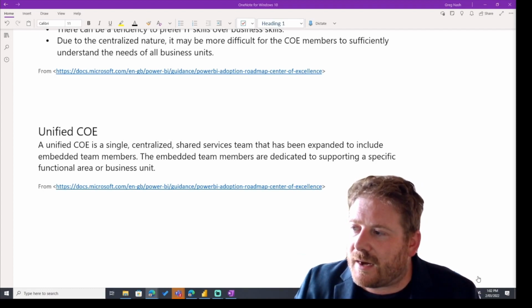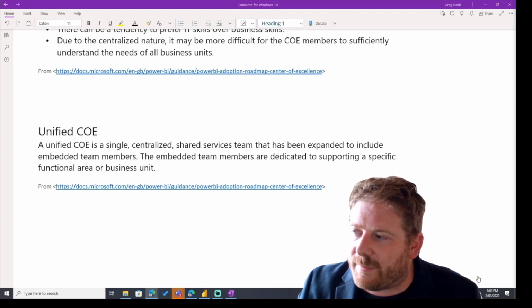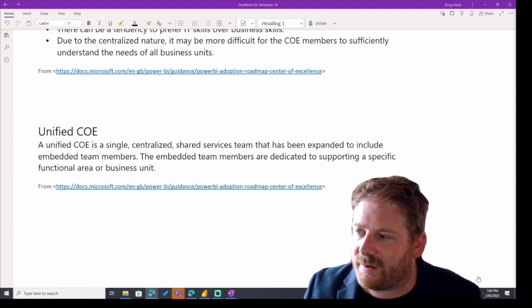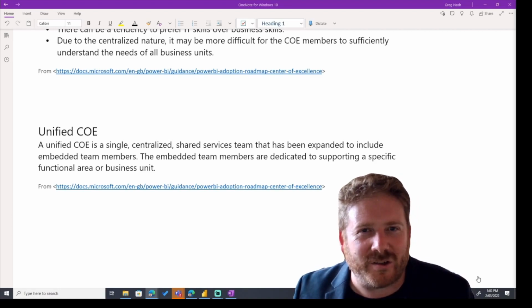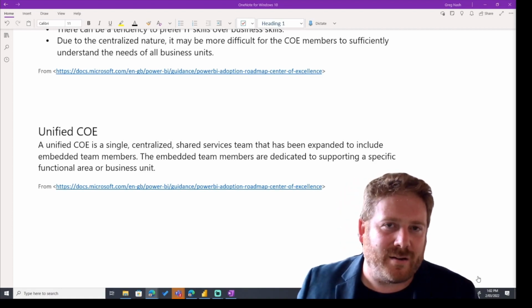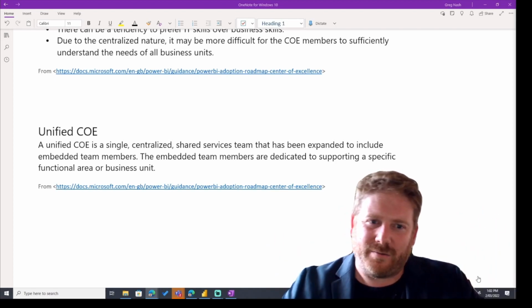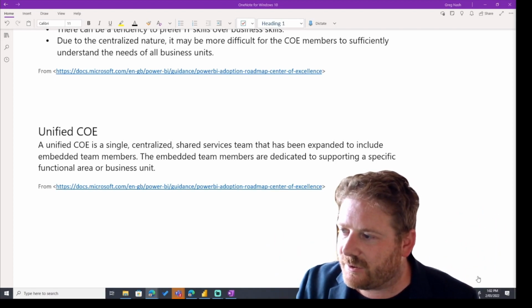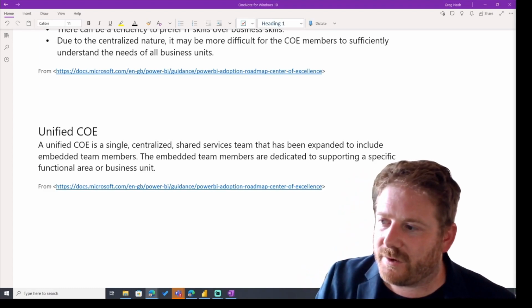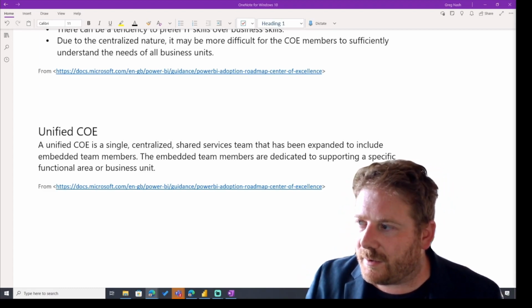The cons are embedded COE members, so those extra members who are dedicated to a specific business unit have different organizational chart responsibilities than the people they serve directly within the business unit. So you might get organizational complications because people report in weird ways, and so there's no accountability, and then you end up with a kind of a weird situation there. So be aware of that if you're going to go for a unified approach.